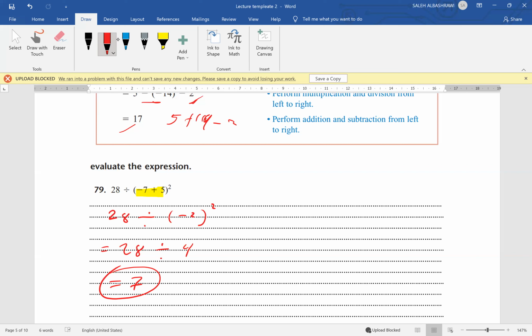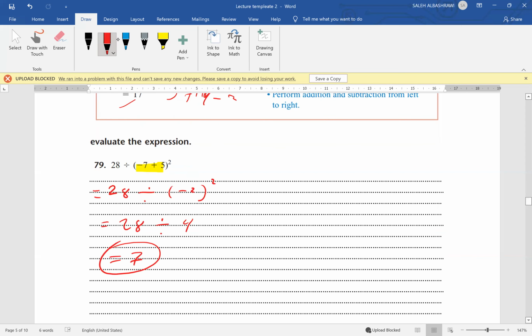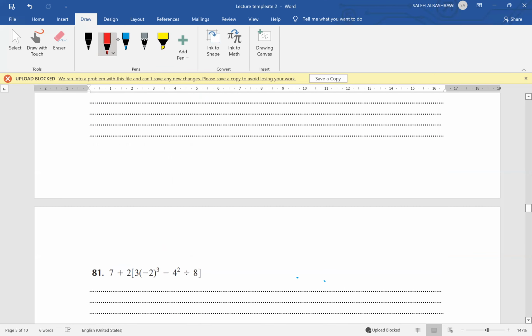So again, we started with the parentheses, then the power. In the last step we applied the division. Another example.